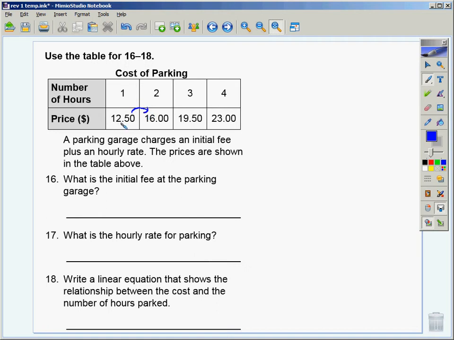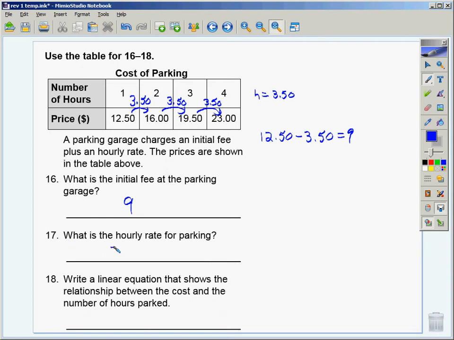Look, to get from 12.50 to 16, they're adding 3.50. To get from 16 to 19.50, they're adding 3.50. To get from 19.50 to 23, they're adding 3.50. So each hour, the rate is 3.50. If each hour is 3.50, then the initial fee had to be 12.50 minus the 3.50, which is 9. That was the initial fee.